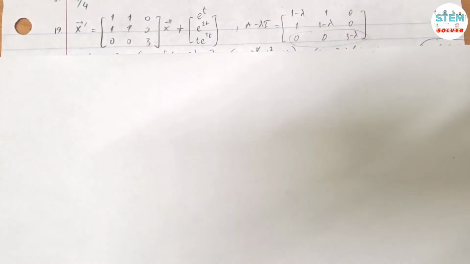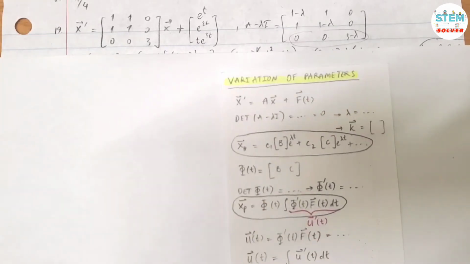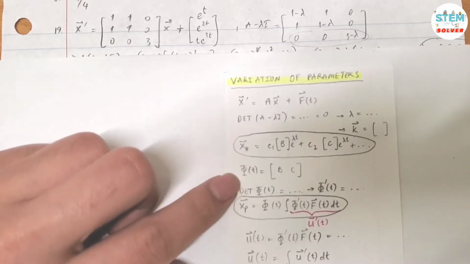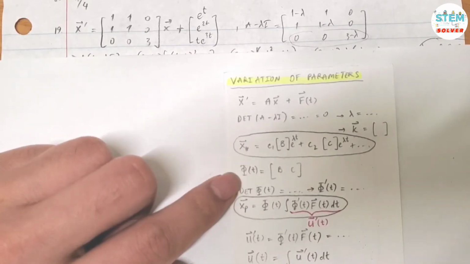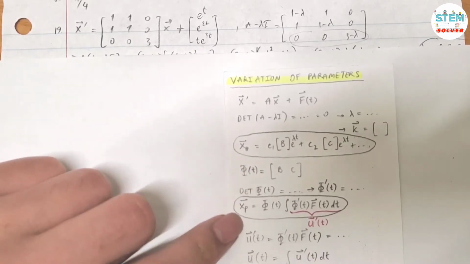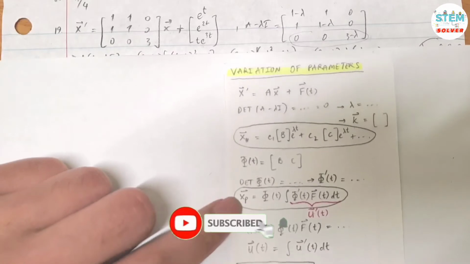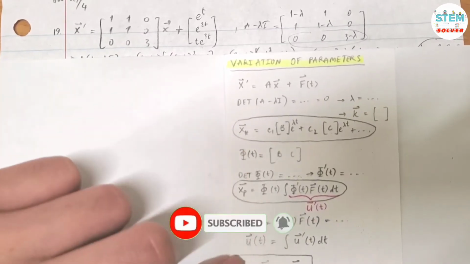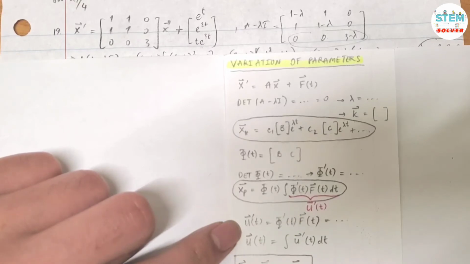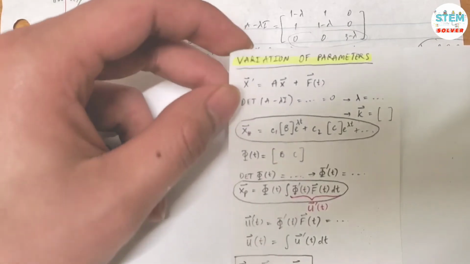Use variation of parameters to solve a given system. So here are the steps you need to do in order to find the solution using the variation of parameters method. First you need to find the homogeneous solution, then you need to find the non-homogeneous part and add them together, which gives you the final answer. It's not a step-by-step process, but I will walk you through it when we look at a specific problem.